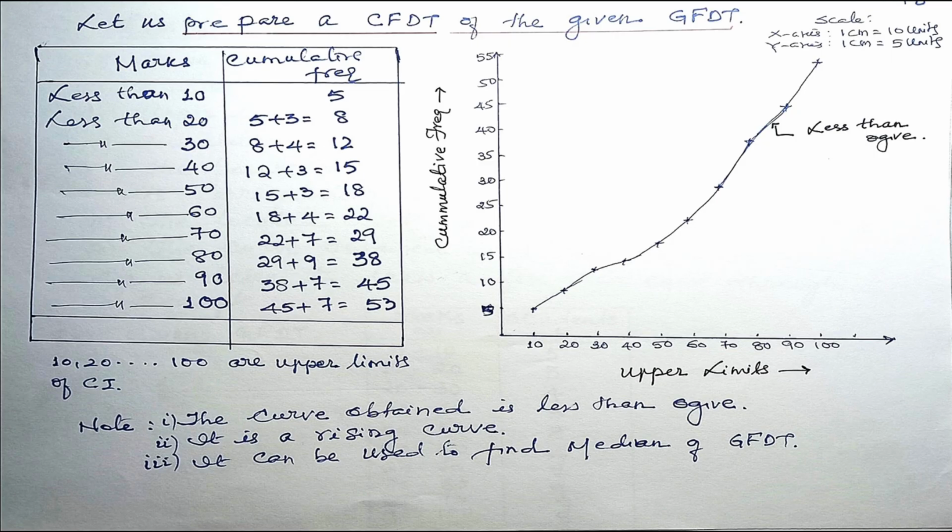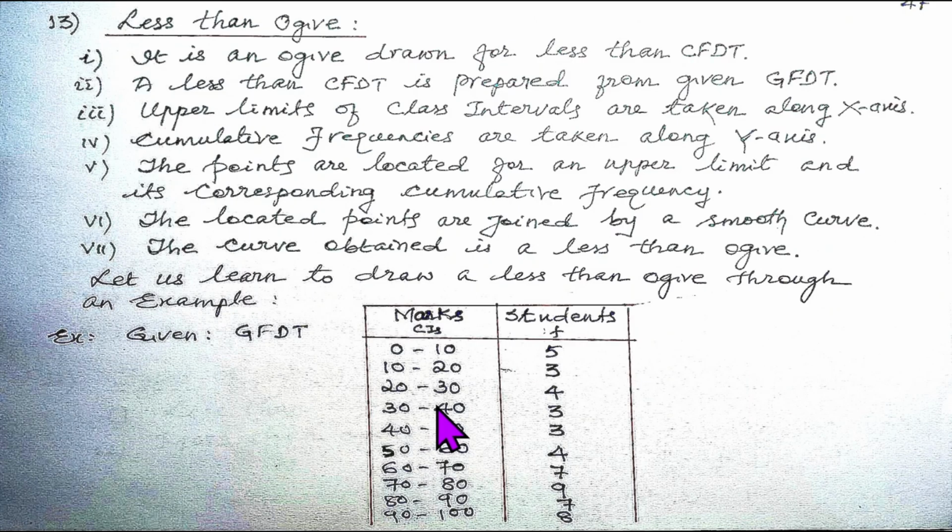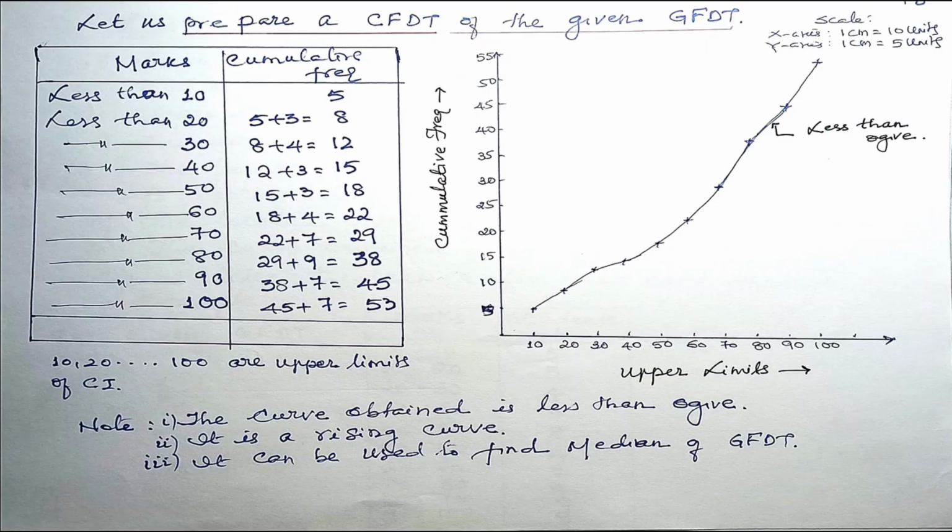Now, in less than CFDT, we have to take less than 10, the frequency is 5, less than 20, the frequency is 8. As simple as that. If you look here, less than 10 it is 5, less than 20 will be 5 plus 3, that is 8, less than 30 will be 5 plus 3 plus 4, that is 12. So, like that we proceed. So, therefore, we find less than 30 is 12, less than 40 is 15, less than 50 is 18, 60 is 22, less than 70 is 29, 80 is 38, less than 90 is 45, and less than 100 is 53. So, these are the cumulative frequencies which we have obtained.